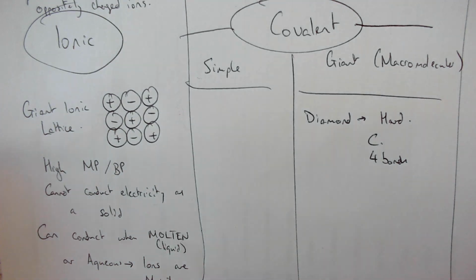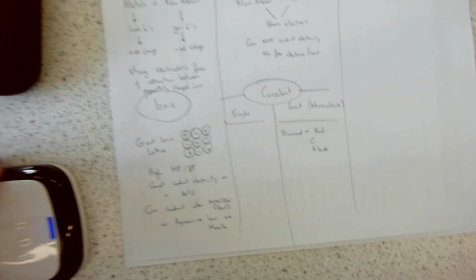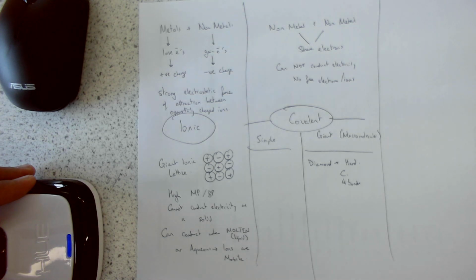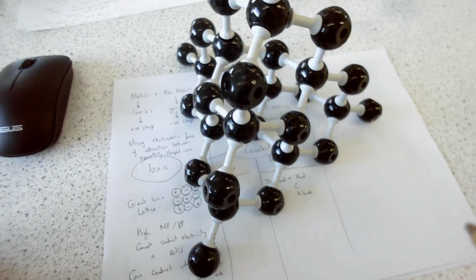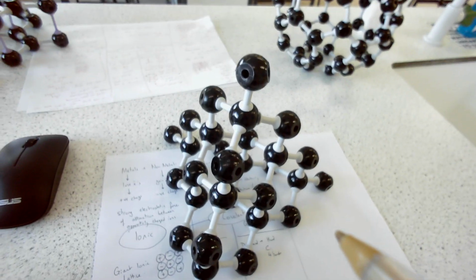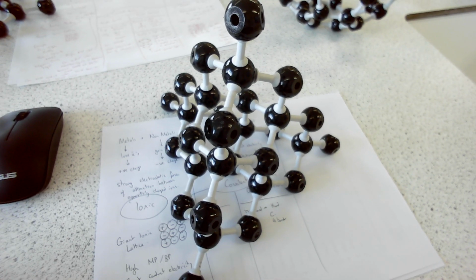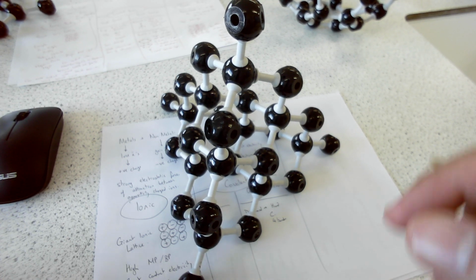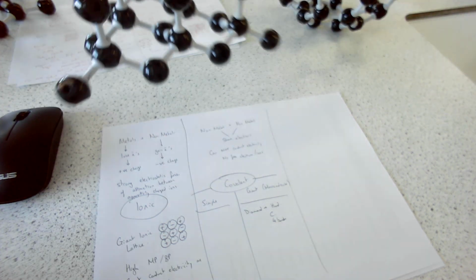Now I've actually got a diamond with me. Hold on, I'm just going to zoom out a little bit. Take a look, this is my diamond. And every single carbon is bonded to 4 other carbons. It's a madness. Right, let's draw a picture of it.